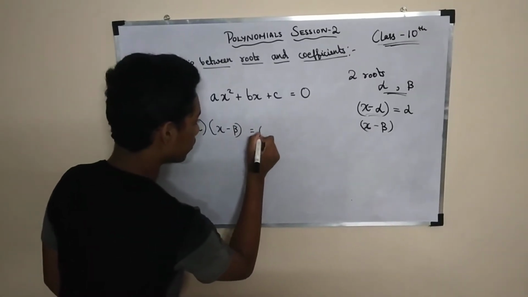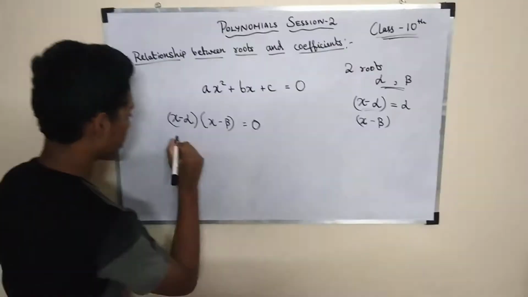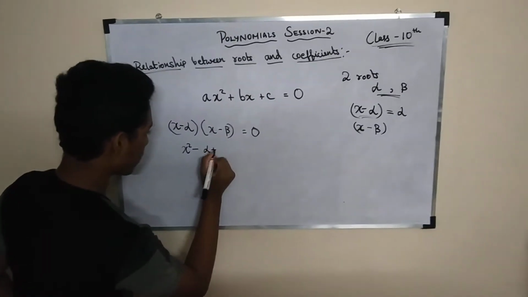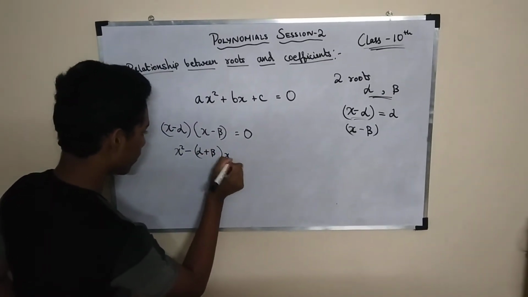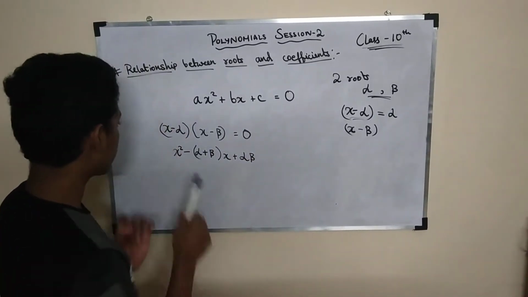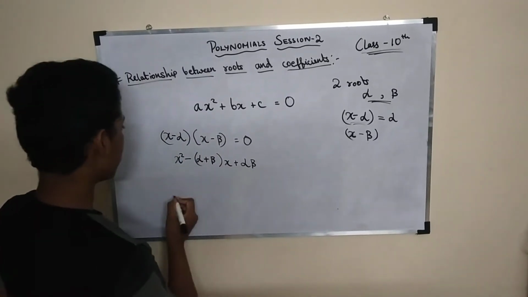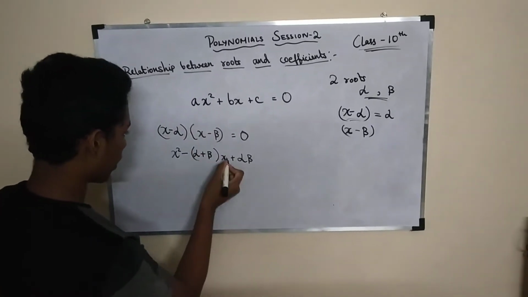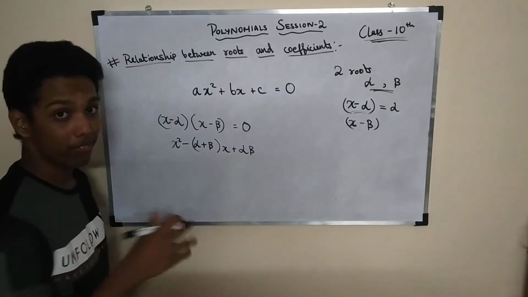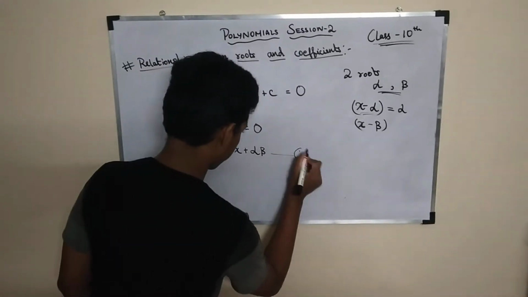This will also give you 0, because ax square plus bx is 0. Now if you simplify this, x square minus alpha plus beta whole x plus alpha beta. Let me just cross check: x square minus alpha x minus beta x plus alpha beta. Yes, that's done, so I've written alpha plus beta into x. Now just remember this; let's take it as equation 1.